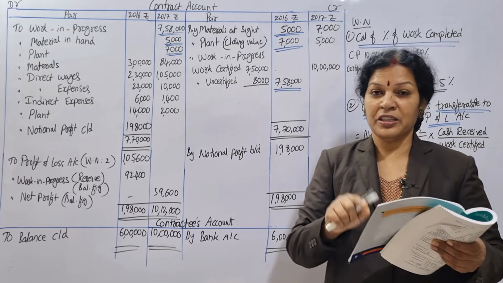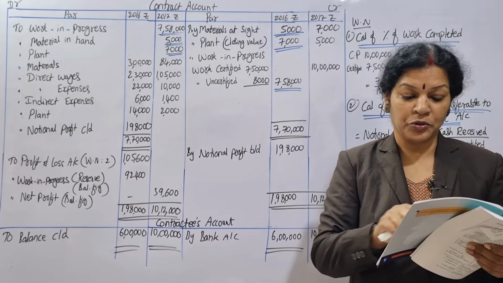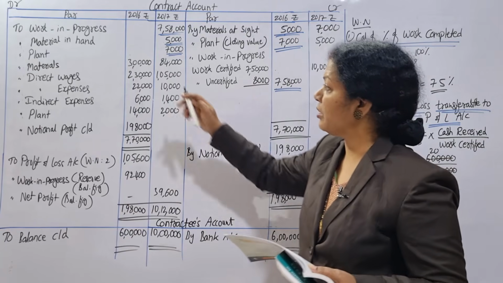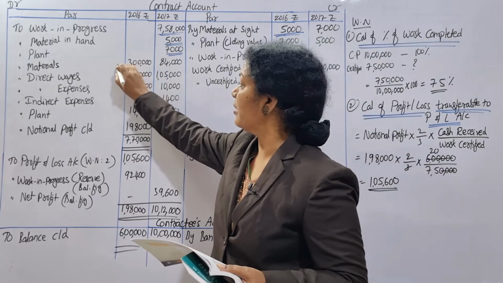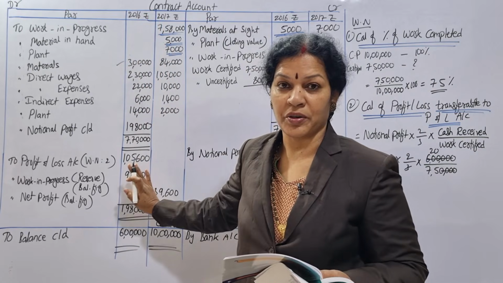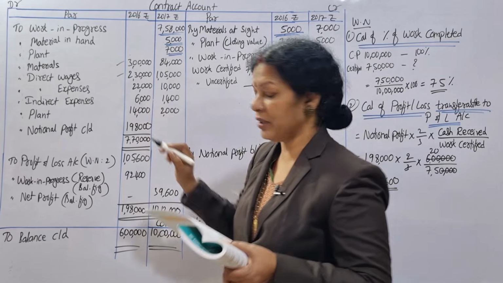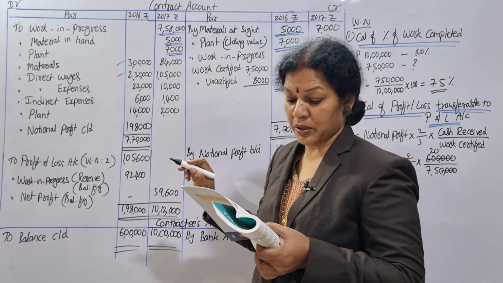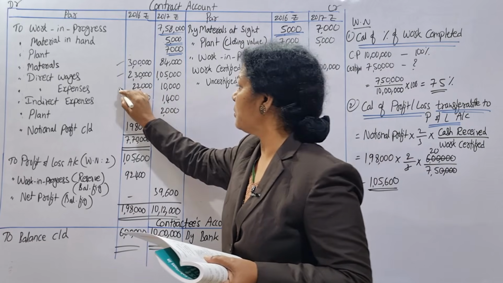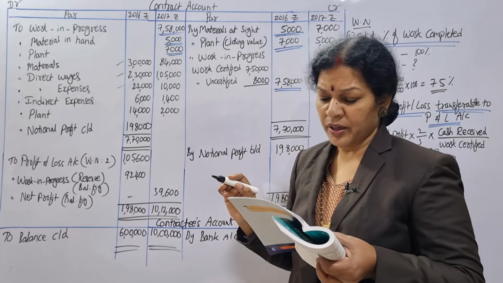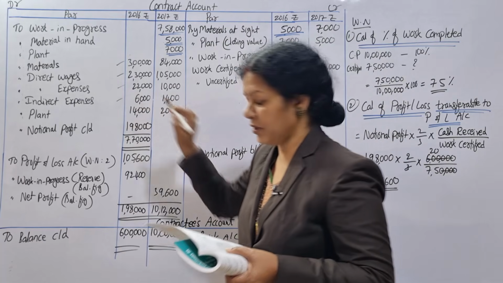First, the 2016 year, what is written? First one, material issued 3 lakh rupees. Material issued 3 lakh, we are writing here. Only 2016 focus. Okay. Direct wages 2,30,000. This also we have written. Direct expenses 22,000. Indirect expenses 6,000.